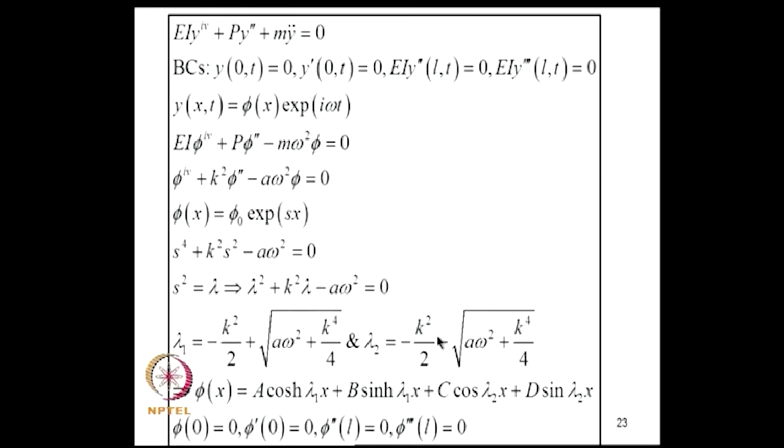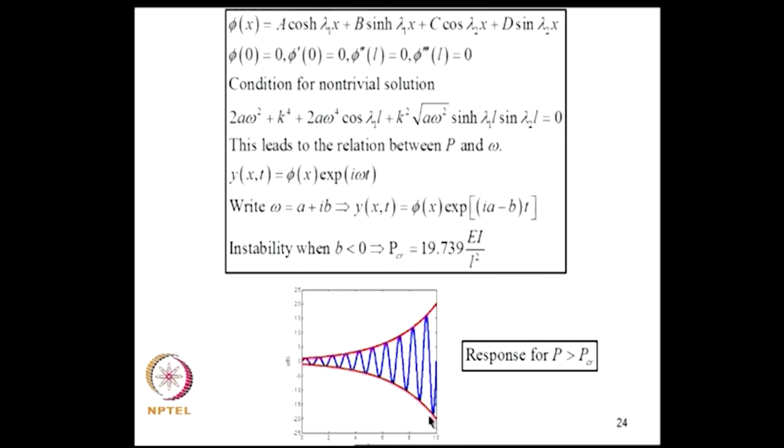Based on this, I will be able to write the solution phi of x as a cos lambda 1 x plus b sinh lambda 1 x plus c cos lambda 2 x plus d sin lambda 2 x. This is negative, therefore, the square root for lambda 2 will be imaginary, so we will get sine and cosine terms, whereas this will be positive, therefore, we will get sinh and cosh terms. Now, I have 4 boundary conditions, and I am skipping those steps. The condition for a non-trivial solution we can obtain by writing the 4 equations, forming the coefficient matrix and demanding that the determinant of that coefficient matrix is 0. I get this equation.